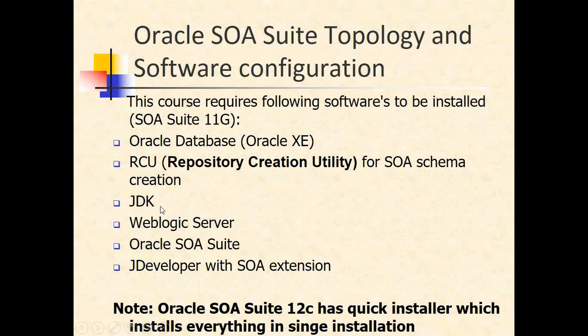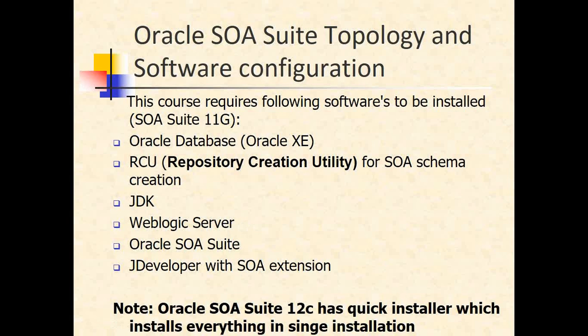Then if you do not have JDK, then you need to install JDK. And again, there is a version also for 12C. There is JDK 1.7.51, at least you need to have. Yeah, I have JDK. Okay. Then after JDK, you need to install WebLogic server separately. You need to download the WebLogic server installer and then install it. After installing WebLogic server, you need to download the SOA Suite installer file and install it.